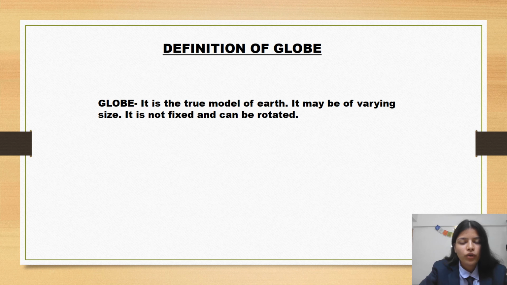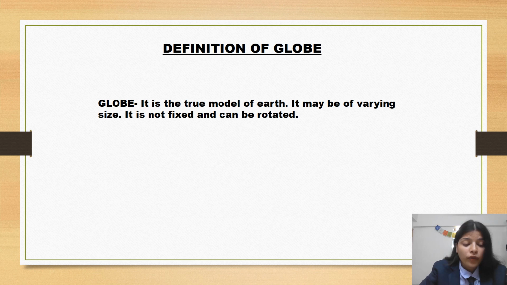So, the definition of globe becomes that it is the true model of Earth and it may be of varying size. It is not fixed and can be rotated. As you must have observed in your classes, in your schools, and somewhere else, the globes are of various types and sizes. The globes are big ones which cannot be carried easily. There are small globes which can be carried in our pockets, and globes like balloons which can be inflated and are handy and carried easily.